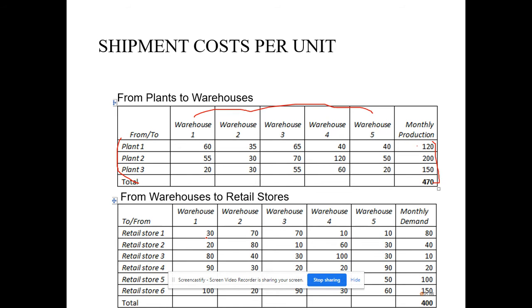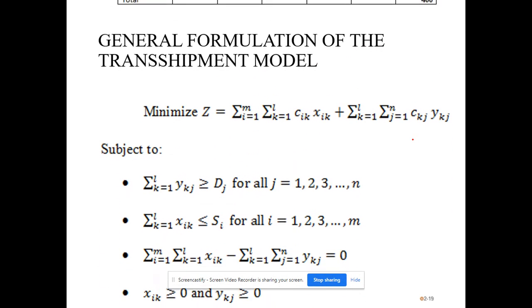warehouses. Again, we have their shipping costs given to us, and monthly demand from retailers is given to us. So whatever is shipped has to be more than or equal to the monthly demand from the retailer and less than or equal to the production from the different three plants. Okay, now let's see if we can.